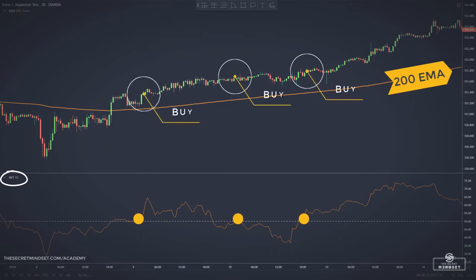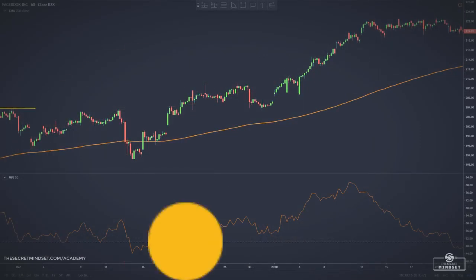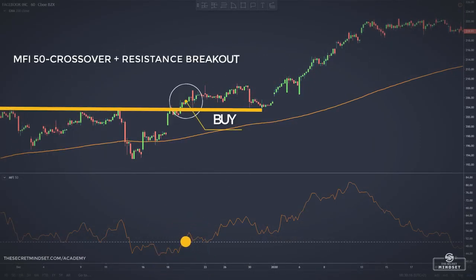Also, don't take my settings for granted. Play with the periods of the MFI and even the period of the exponential moving average and backtest yourself on different time frames to find the best settings suited for your trading style. Here are a few trade examples of MFI centerline crossovers.